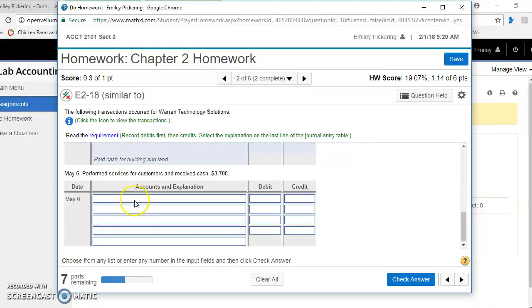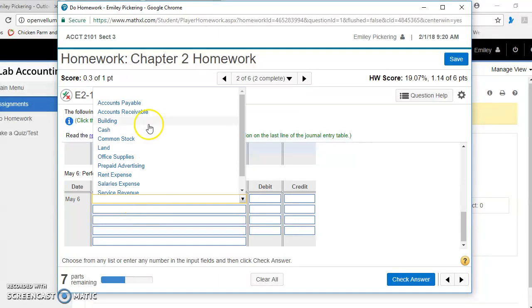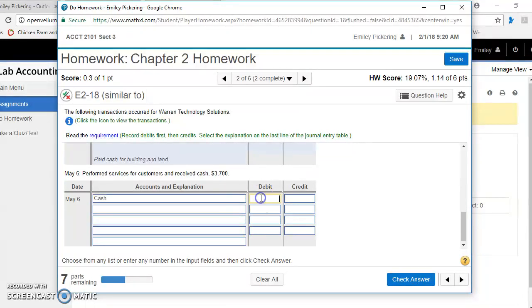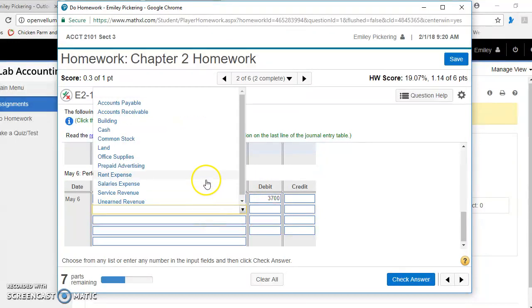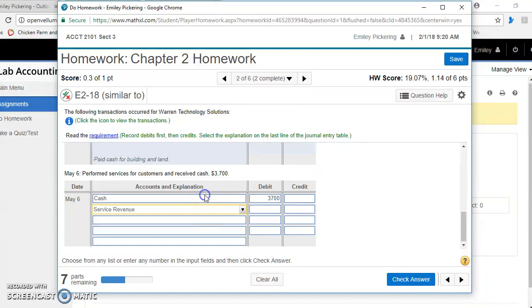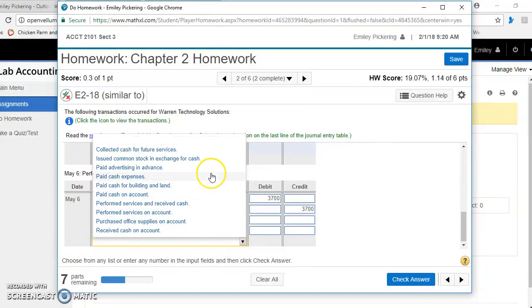All right, so performed services for customers and received cash. So we know that we received cash of $3,700. Why did we receive cash? Because we did our job. And when we do our job, that is considered revenue. So I'm going to increase my revenue by $3,700. And my explanation is that we receive cash for doing our job, otherwise known as performed services and received cash.